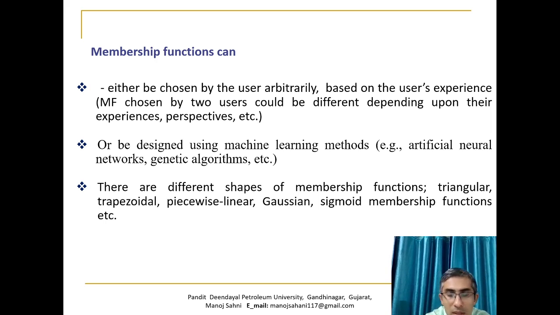The membership function is a very important criterion to define in the case of fuzzy sets. There are various ways. One is machine learning methods, that is artificial neural networks and genetic algorithms, to define the membership functions. There are many membership functions available, already defined by researchers for different applications. Some of them are triangular, trapezoidal, piecewise linear, Gaussian, sigmoid, and many other functions that are also used to define the membership values.